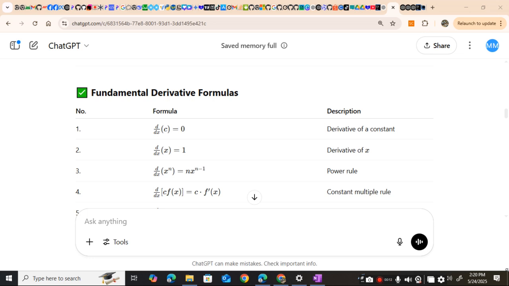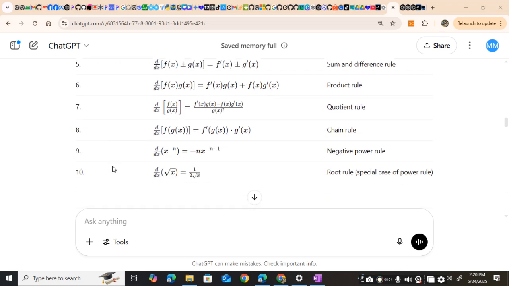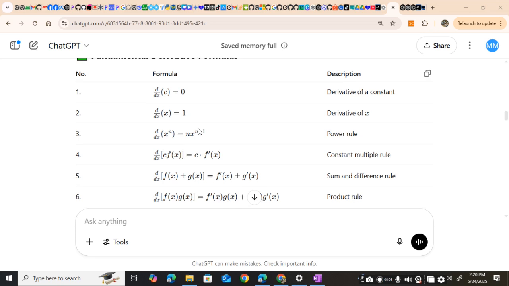In this session, we will devote our time to obtaining derivatives of algebraic functions. There are several formulas for us to work effectively with algebraic expressions, namely their derivatives. We have formulas here listed from 1 to 10 as given by ChatGPT.